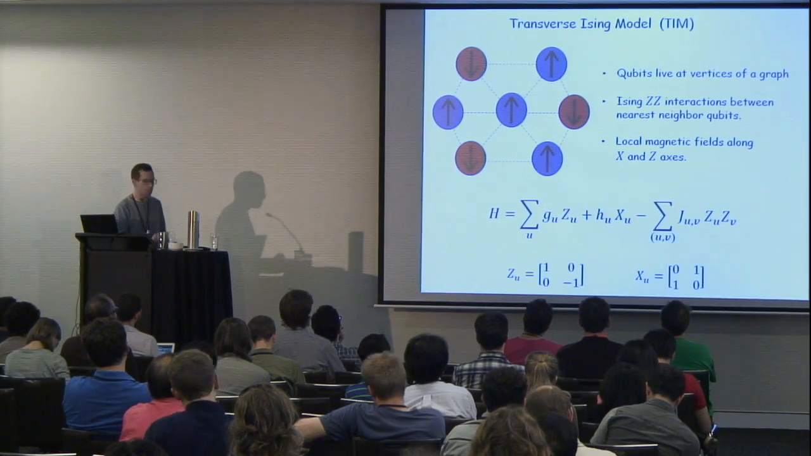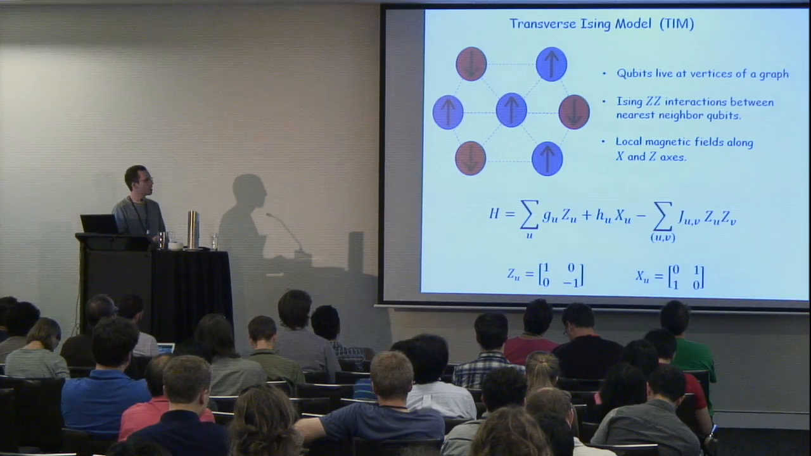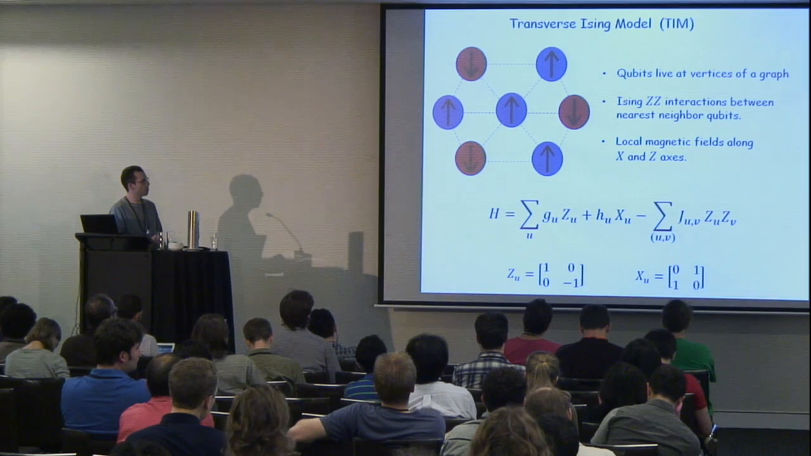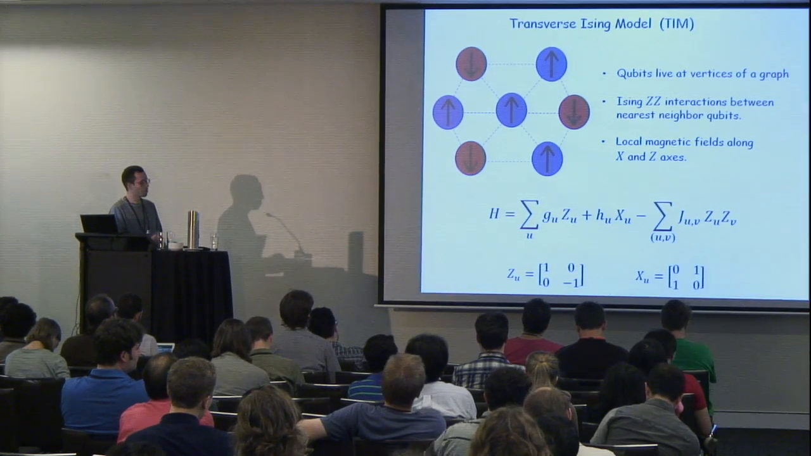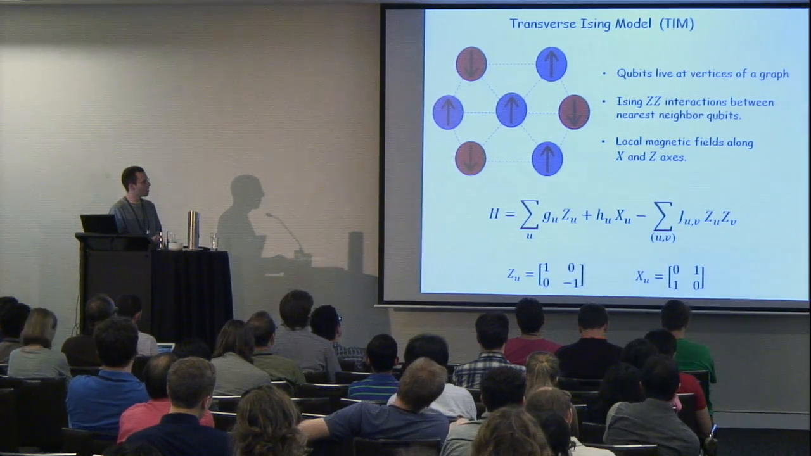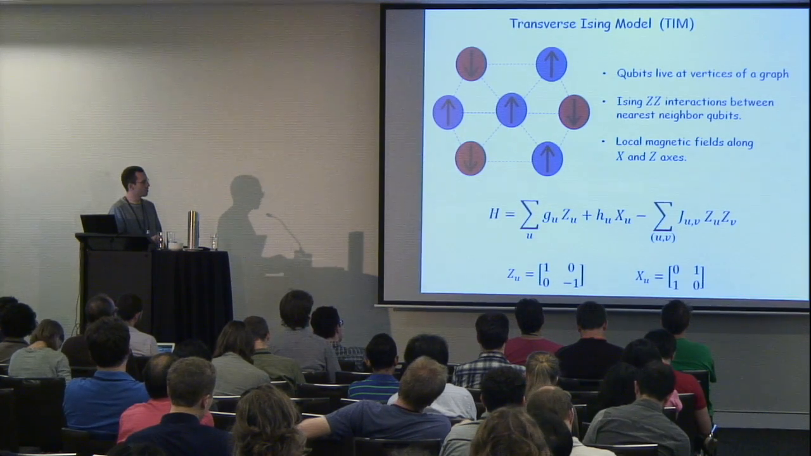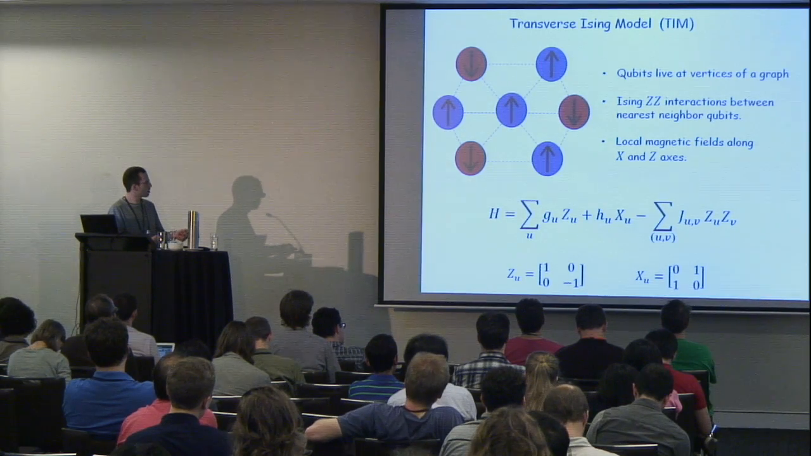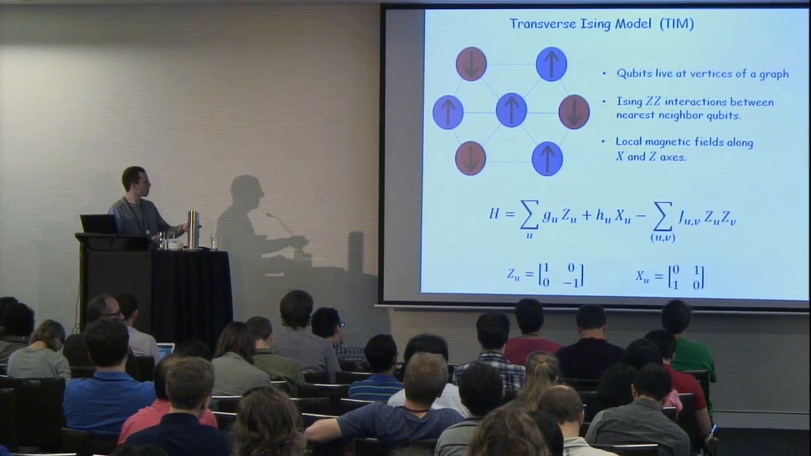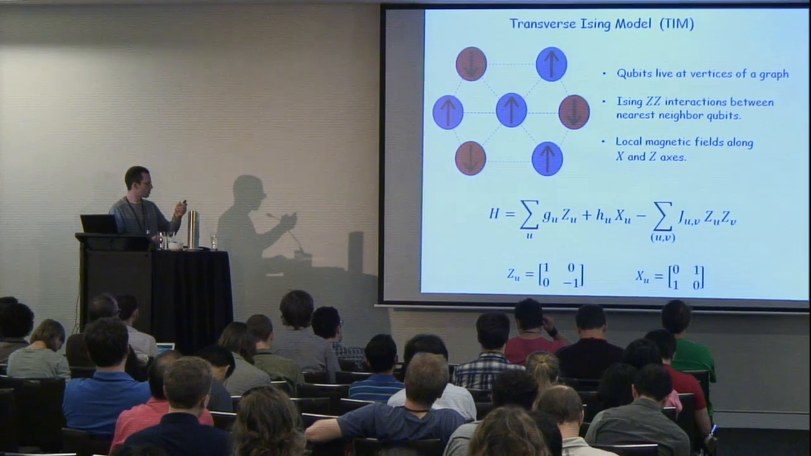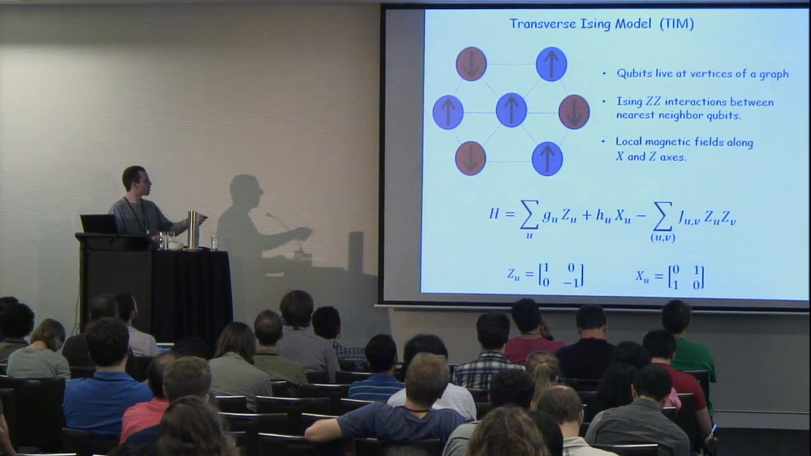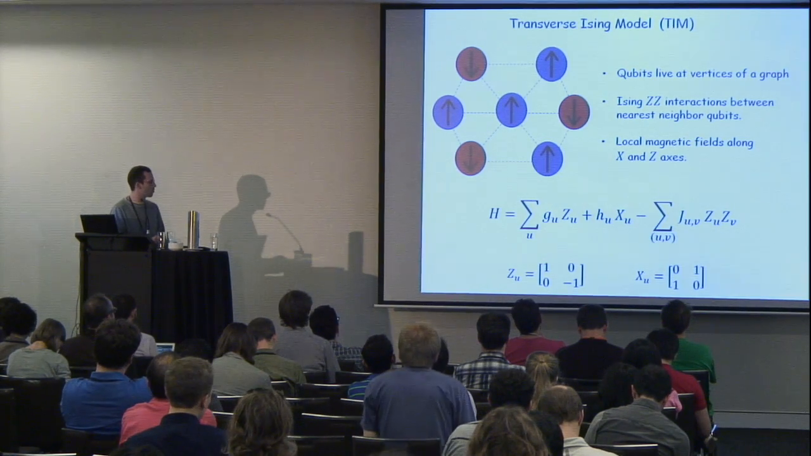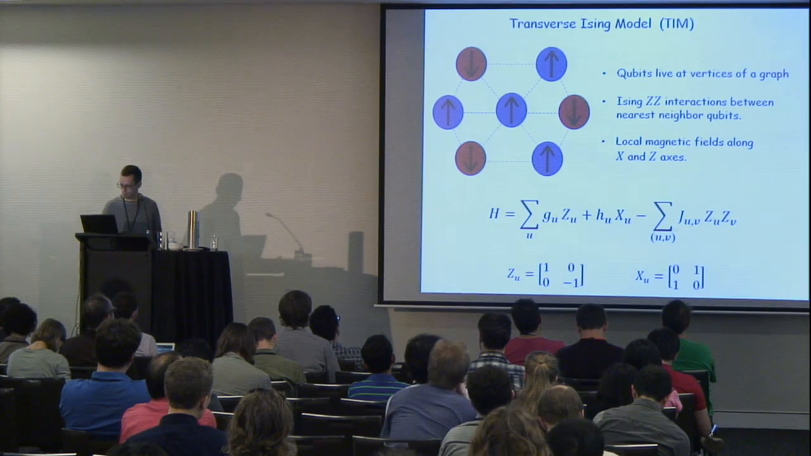Okay, so what is this transverse Ising model? We have n spins or qubits, and they live at the vertices of a graph. We have a ZZ interaction between nearest neighbor spins with some coefficients that can depend on the edge. We also have local magnetic fields along the Z and the X direction. The X terms here are what makes this quantum. Otherwise, it would be the classical Ising model.